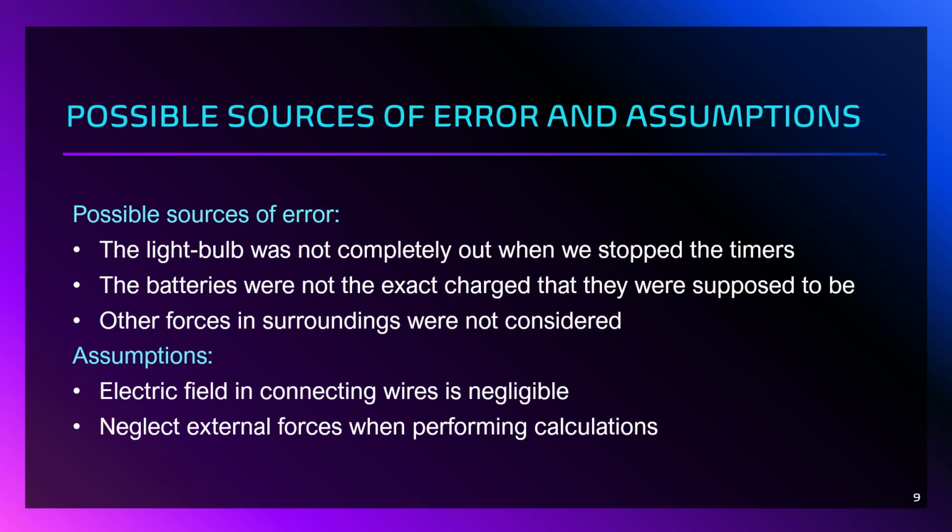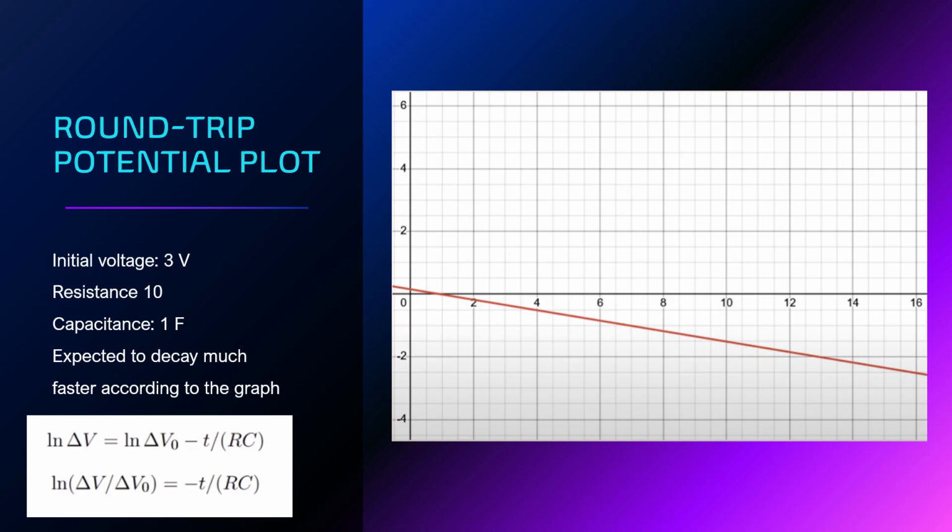Possible sources of error and assumptions. Some possible sources of error were that the light bulb was not completely out when we stopped the timers, the batteries were not exactly charged when they were supposed to be, and other forces and surroundings were not considered. Some assumptions are that the electric field in connecting wires is negligible, and we can neglect external forces when performing calculations.